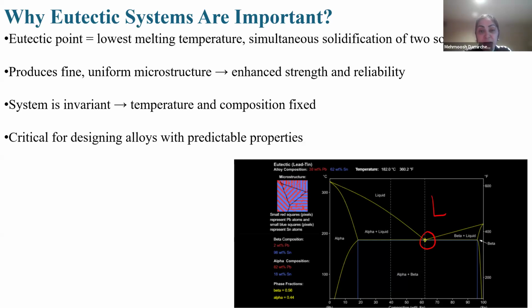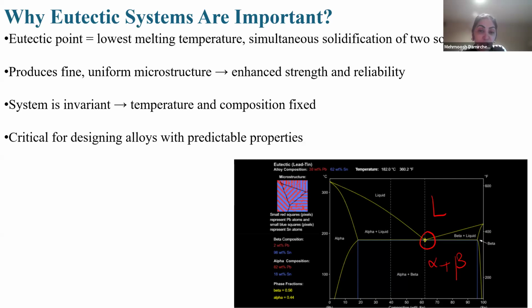Above that, we have liquid phase, and below that, we have alpha plus beta, that both of them are solid. So this point, known as the eutectic point, represents the lowest melting temperature for the mixture and ensures that all these phases coexist in equilibrium. What's the meaning of low melting temperature?